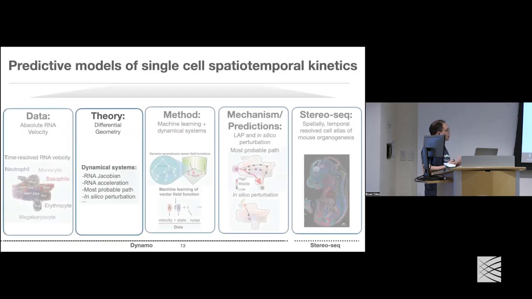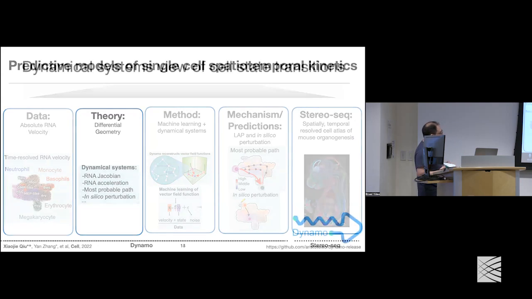So now I've talked about some ideal data, the labeling data, for estimating the RNA velocity. And then next I'm going to tell you some theory behind our approach before I explain our method for actually learning the vector field equation.